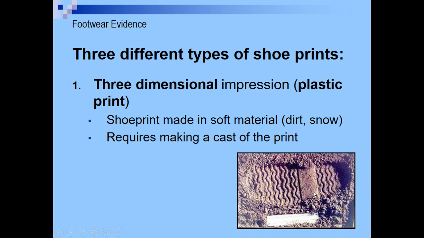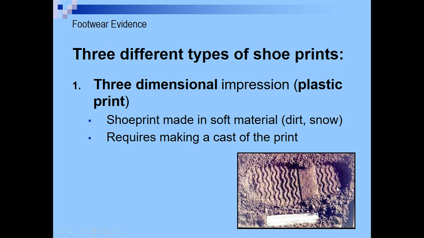So you mix the white powder with water to a certain consistency. You pour it into the shoe print carefully. You let it harden, and then you collect that, pull it out of the soil, and the print then is forever bound into the plaster of Paris cast.